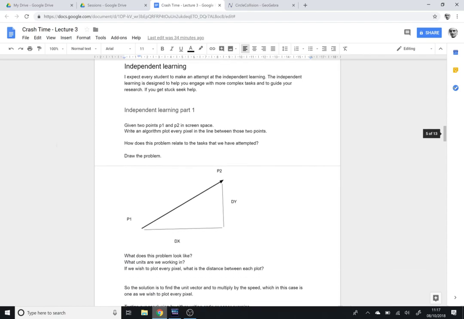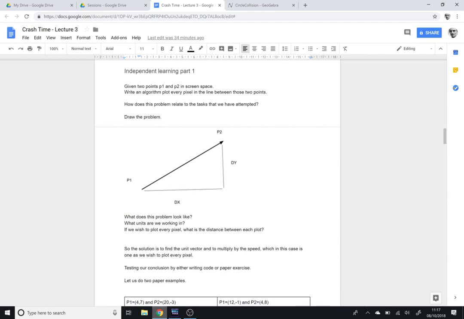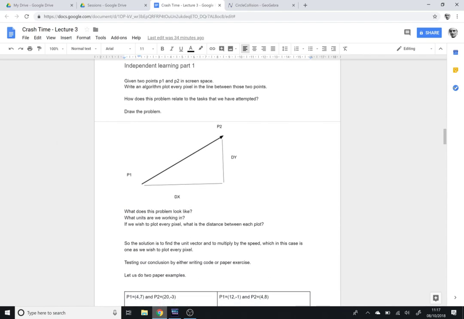Right, okay. So last week I gave you some independent learning. Given 2 points, P1 and P2 in screen space, write an algorithm to plot every pixel in the line between those 2 points. Who's done it? It's not very many. Who's attempted it? Okay, few. Got to make attempts, people. You learn from your failures.